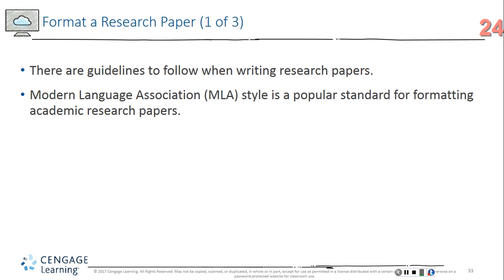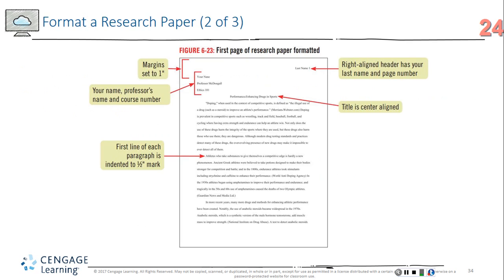Okay, and then formatting a research paper. There are guidelines to follow when writing research papers. Modern Language Association, or what we all know as MLA style, is a popular standard for formatting academic research papers. That's something that I believe is pages 167, 168 of your textbook will cover that. Here's just a couple of examples of how that would be done.